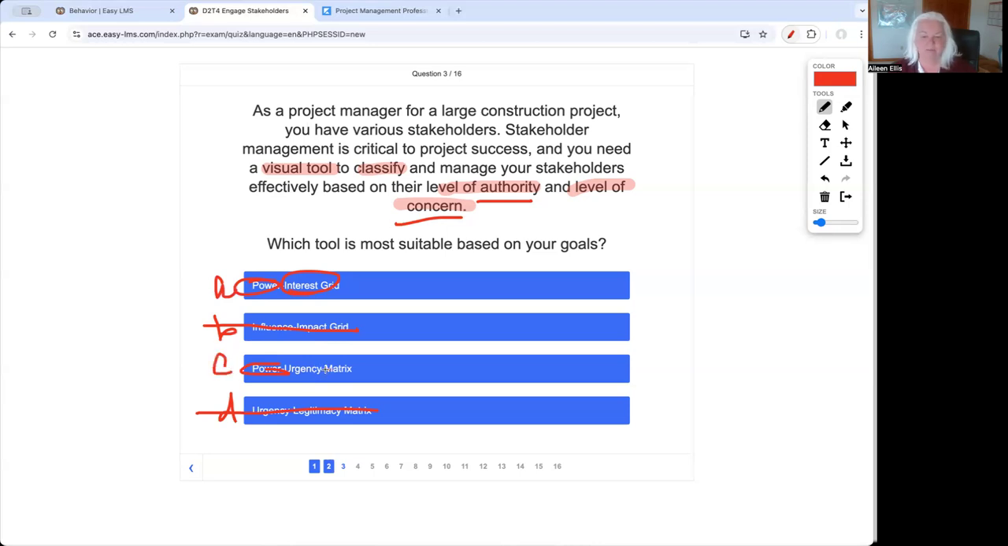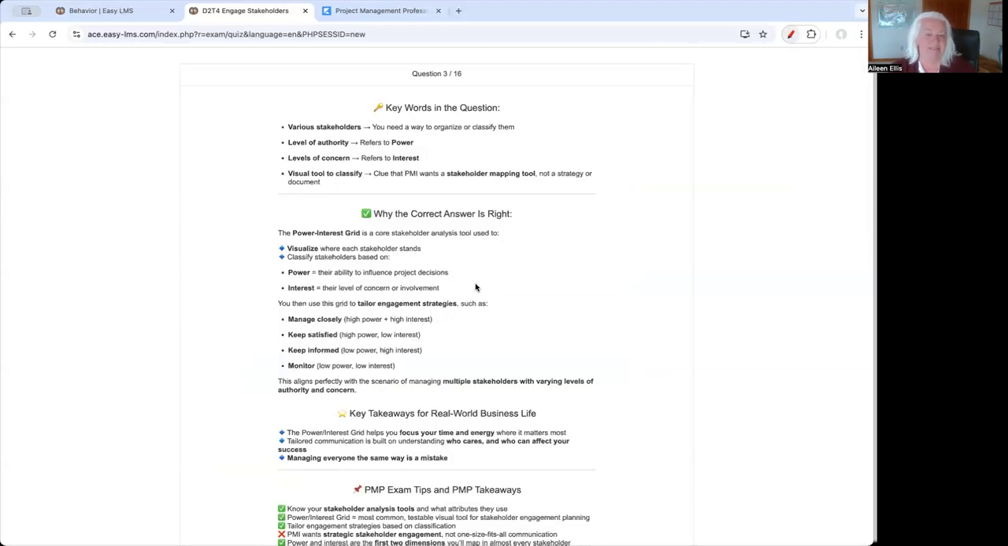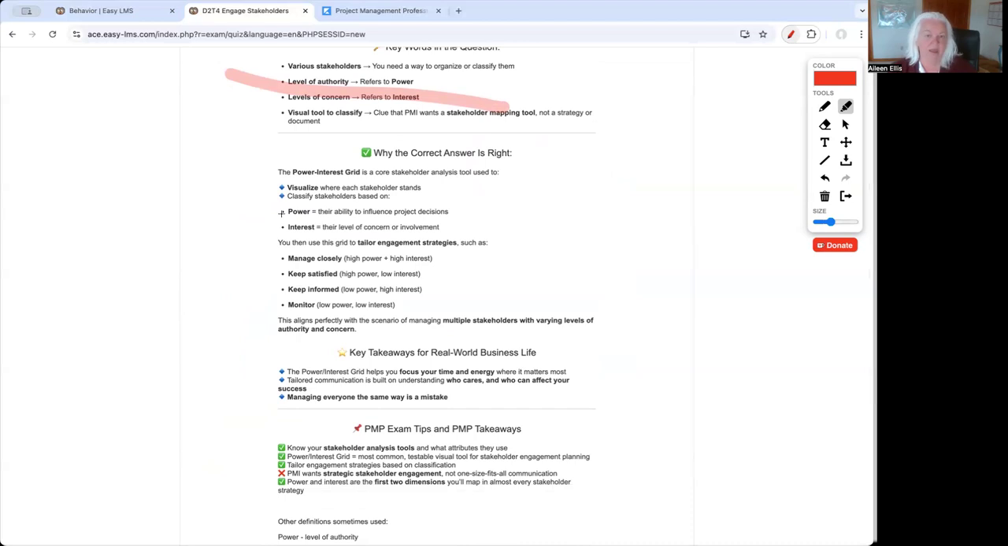C, concern does not mean urgency. Urgency means they need a response quickly. A is the best answer. Let's click on that and see what we learn. So lots of detail here. Great job with keywords. Why is this correct?